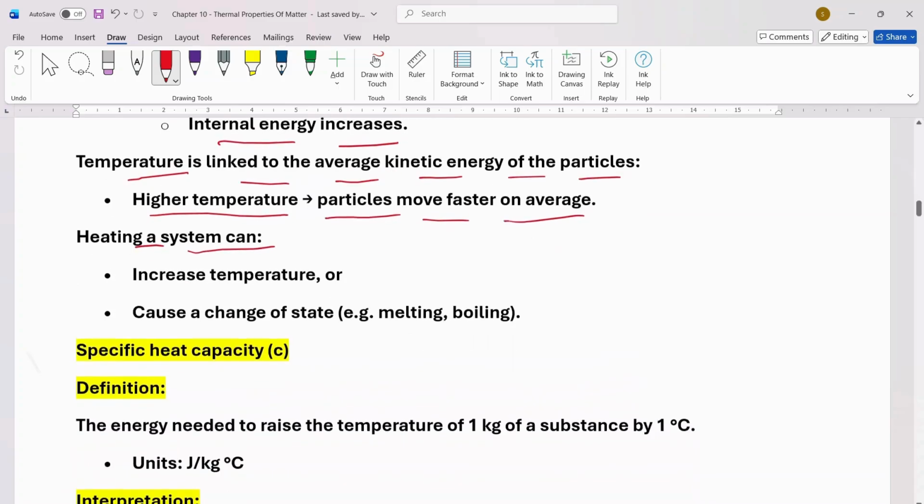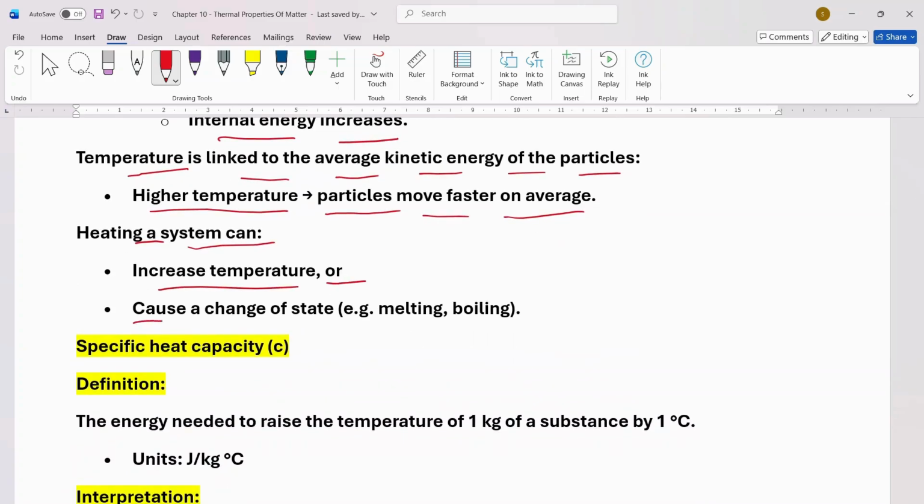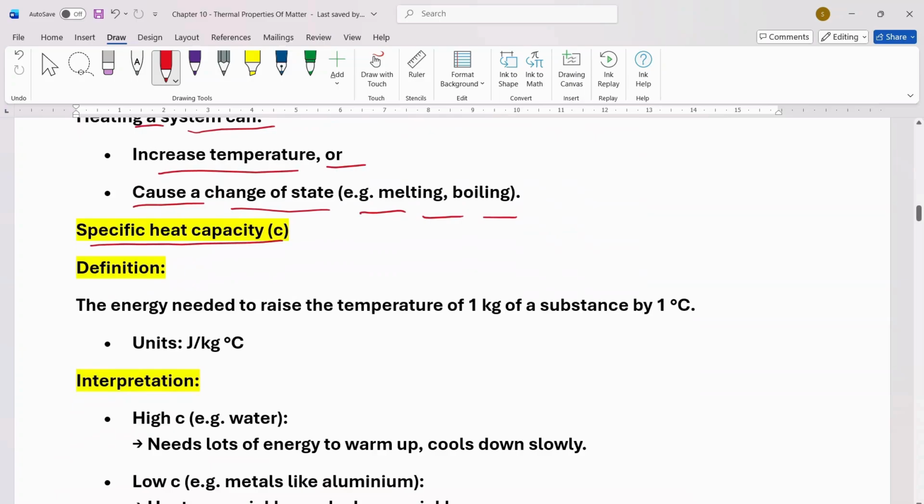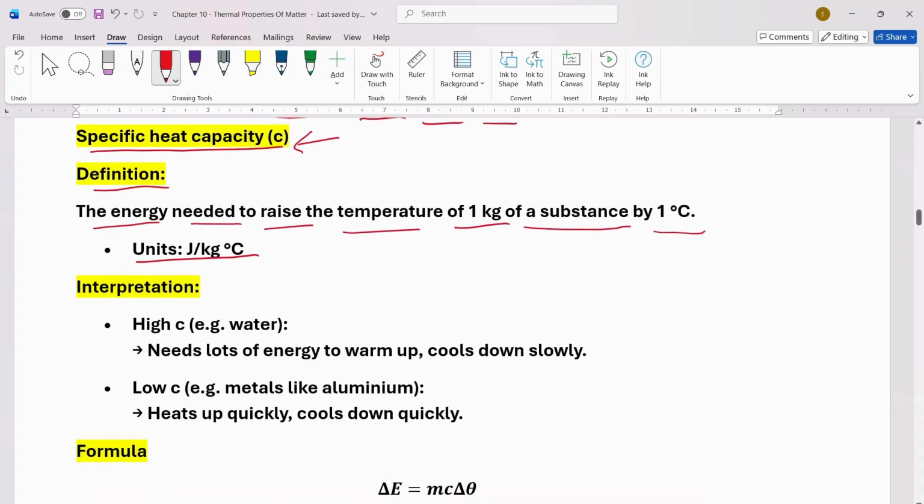Heating a system can increase temperature or cause a change of state. Example: melting, boiling. Specific heat capacity is represented by the symbol C. The definition is the energy needed to raise the temperature of 1 kilogram of a substance by 1 degree centigrade. Its unit is joule per kilogram per degree centigrade.